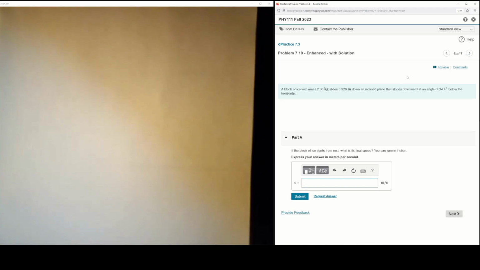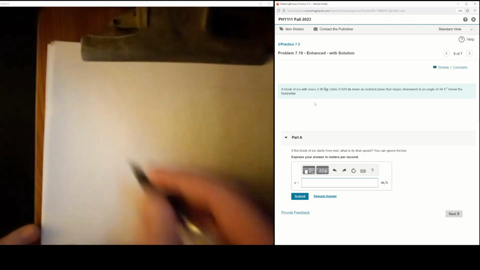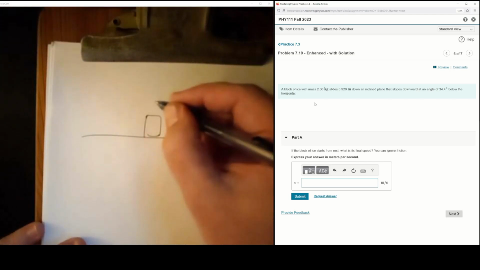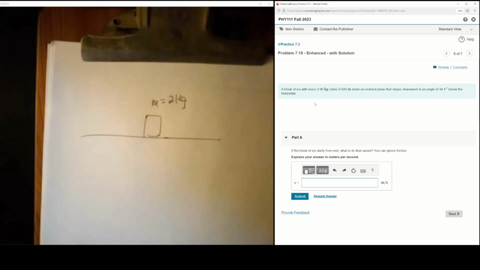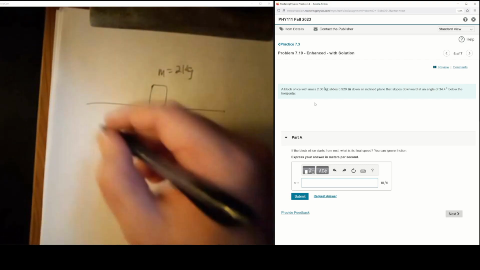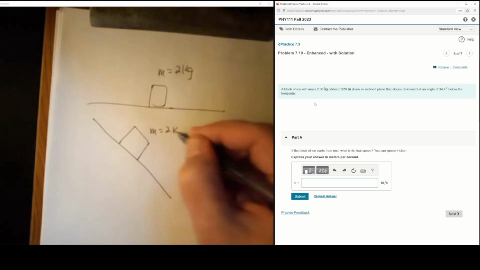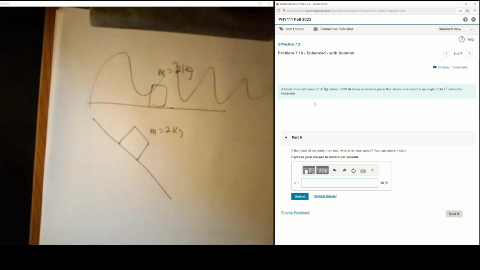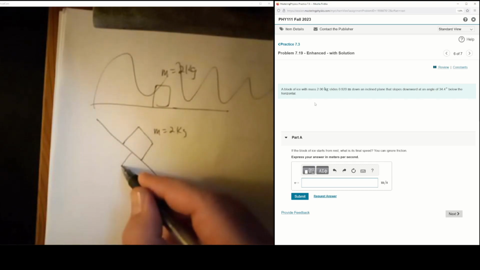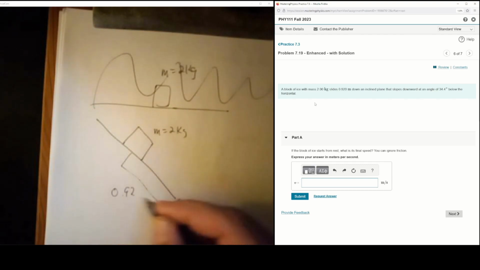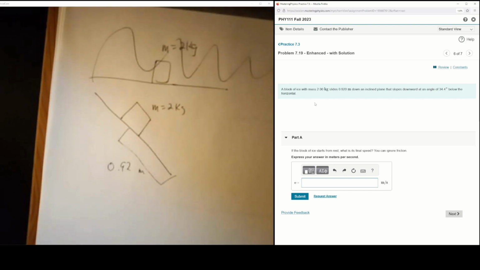Now, this to me is a much better problem, like what I would put on a test or something. It's just more straightforward and clear. So we have a block of ice that has that mass. And it slides. Oh, it's sliding down an inclined plane. All right. Well, I should have read more of that before I drew my picture. And it slides 0.92 meters down.